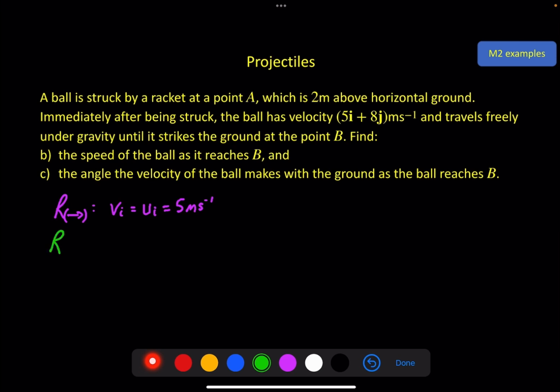Now resolving vertically downwards, we had the initial speed as 8, but it's going upwards, and if I resolve downwards, that is now considered a minus 8. a is equal to 9.8, that's moving downwards. At the point at which the ball hits the ground, it has a vertical displacement of 2 meters downwards. It started 2 meters above the ground, it's finished on the ground. So this has a 2 meter displacement downwards, so that's positive. And what we want is the velocity.